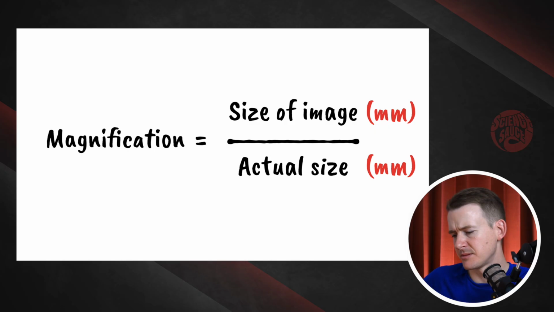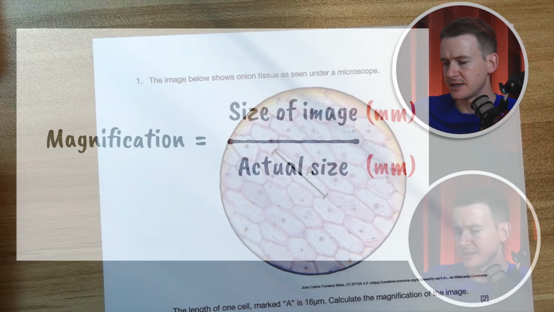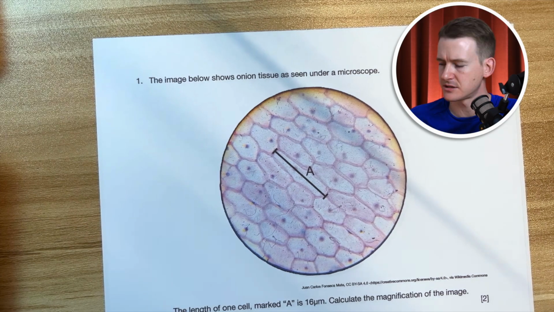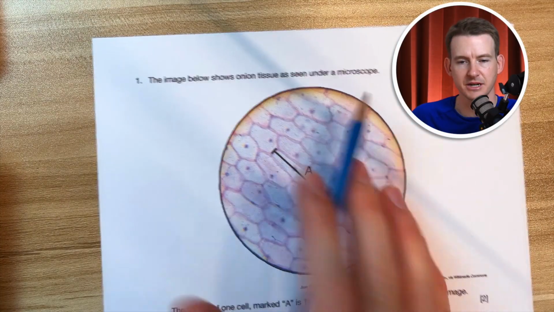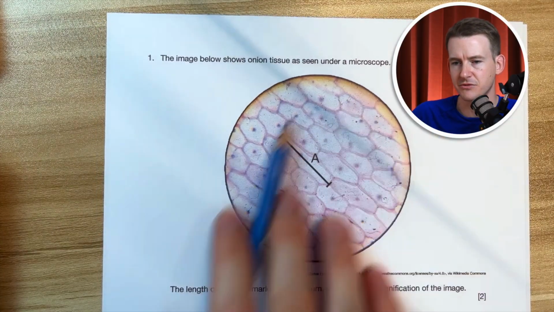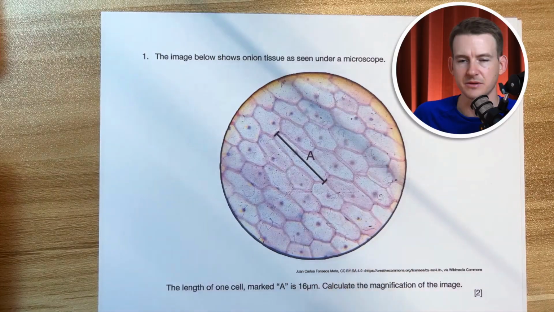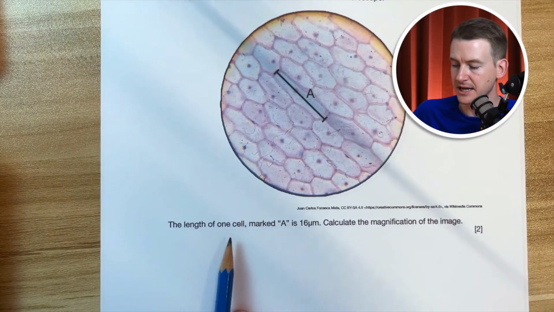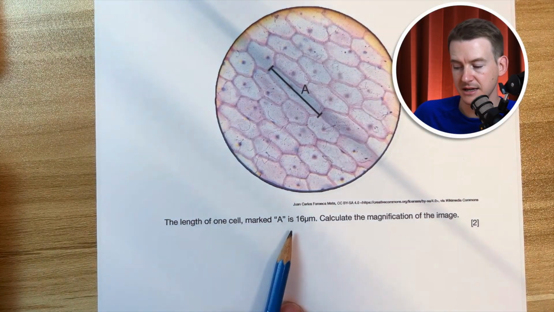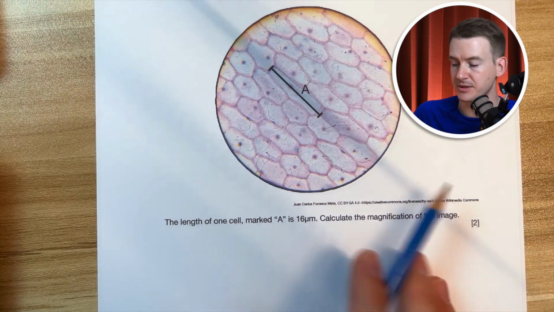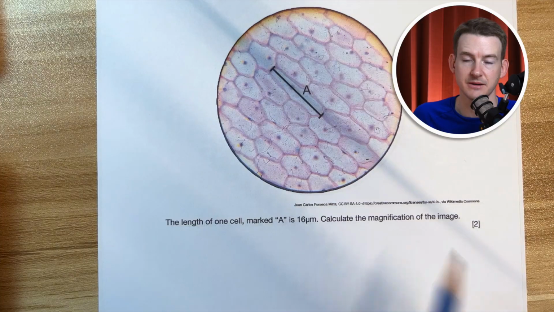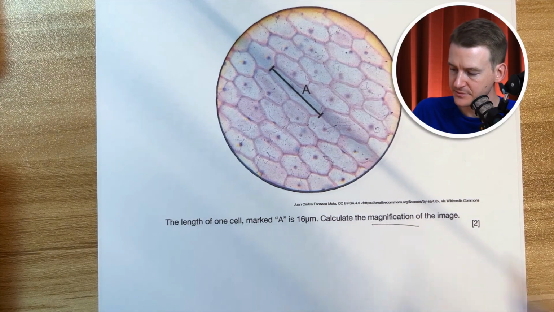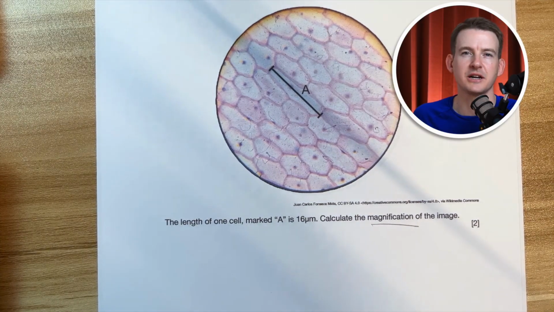Let's look at some practice problems now. So here, this first one reads, the image below shows onion tissue as seen under a microscope. Here's our onion tissue right here. We've got a bunch of cells in there. The length of one cell, marked A, is 16 micrometers. There's our one cell. Calculate the magnification of the image. Well, first of all, figure out what you are trying to find. It says magnification there. That's what you're looking for.